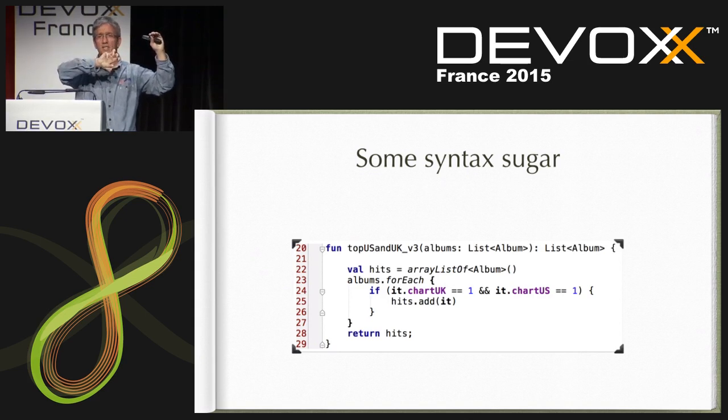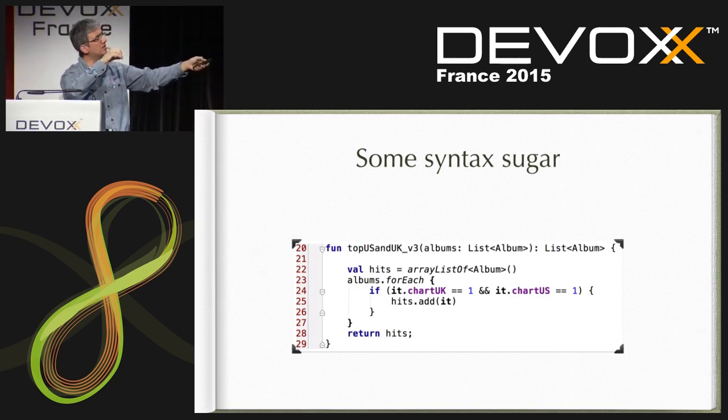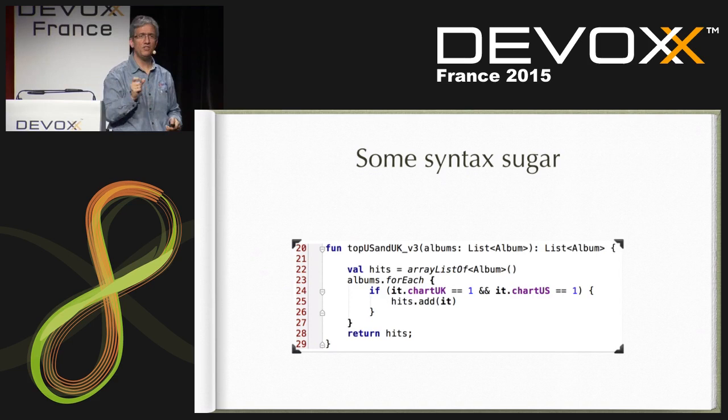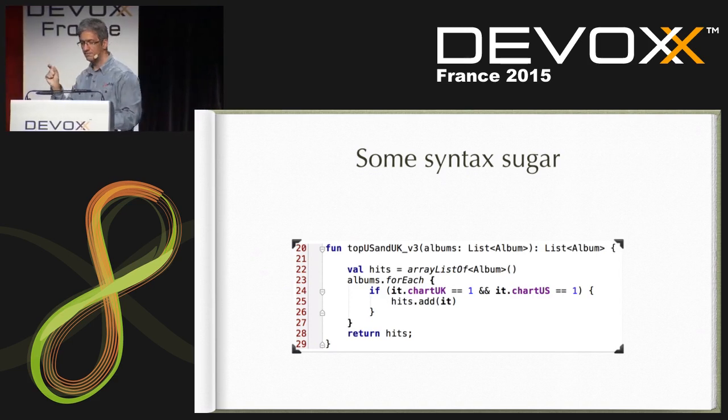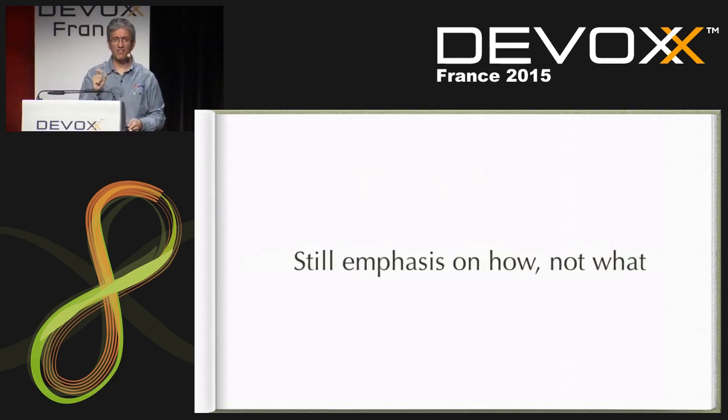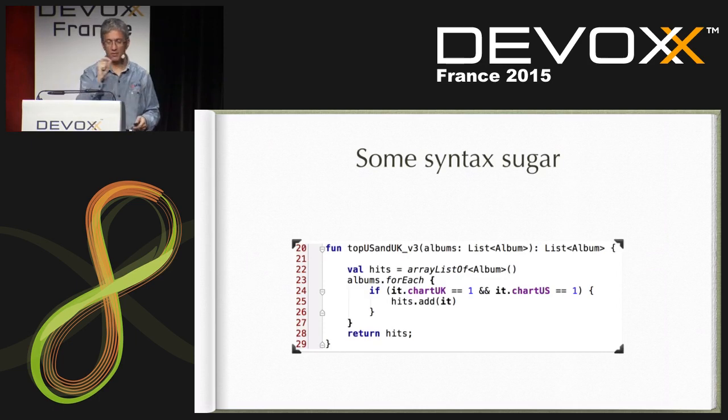This is the convention I was talking to you about in Kotlin where I can drop the brackets, right? So it still actually looks like a for each loop, a for loop, but this is just a parameter, a lambda expression that I'm passing in. Okay? So I've just introduced one little thing which is called a function, but that's a higher order function. But there's still a little bit of emphasis on the how, not the what. If you look at this, I'm still saying I want something where the chart UK equals 1 and the chart US equals 1.